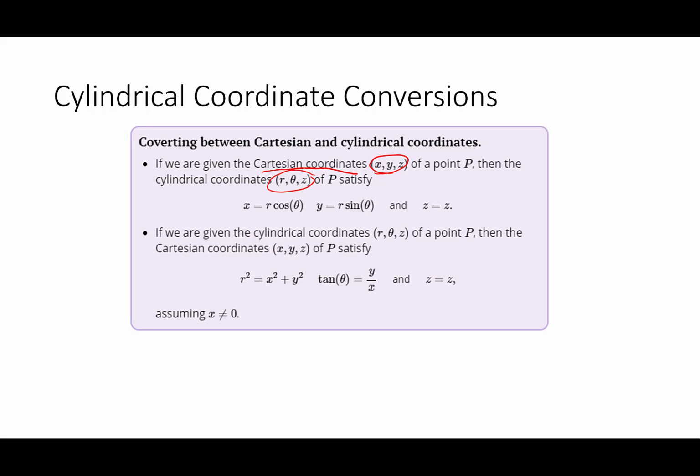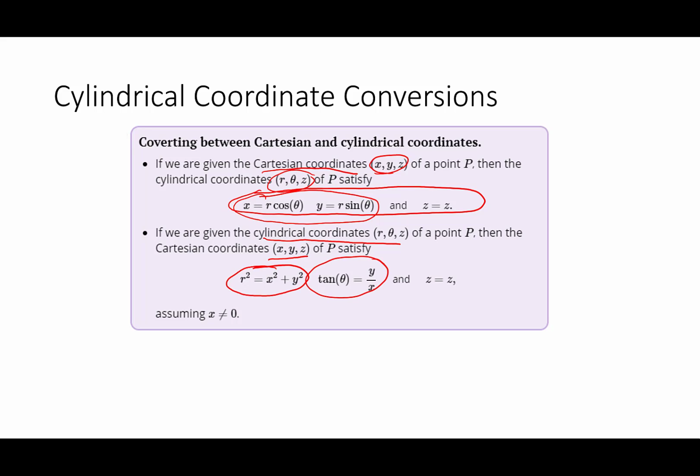If you're converting from Cartesian to cylindrical coordinates, X is equal to R cosine theta, Y is equal to R sine theta, and Z is equal to Z. Again, that's one of the nice things about that third coordinate: it stays the same. But notice that we have the same relations that we did in polar coordinates. So really, cylindrical coordinates are the polar coordinates in R3. If we're converting from cylindrical to Cartesian coordinates, then we use the equations R squared is equal to X squared plus Y squared, tangent of theta is equal to Y over X, and again, Z is equal to Z. So not too bad.